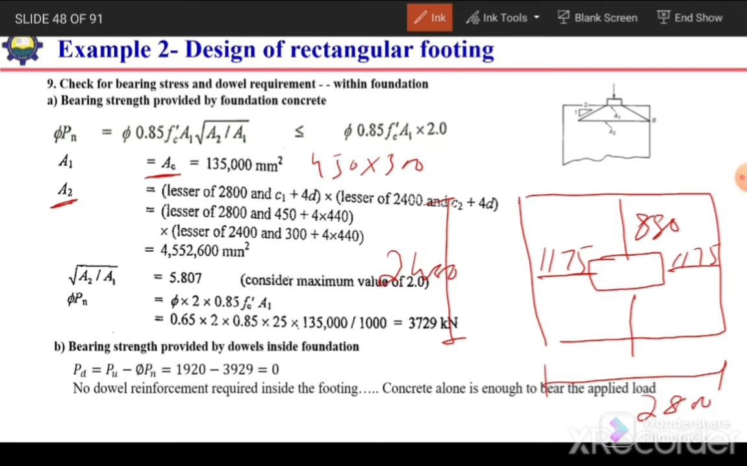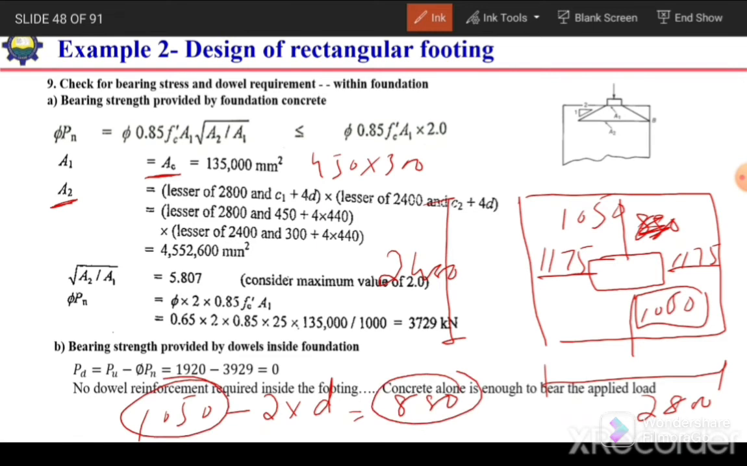Sorry, we need to calculate this one on this side, it is 880. Sorry, this other direction: 2400 minus 300 divided by 2, so it is 1050. We need to select the least value out of these two projections. The least value is 1050, and we need to compare it with 2 times D. 2 times D is 440 multiplied by 2, so it is 880. We need to select the least value out of these two, the least projection and 2 times D. So 880 is the least value.